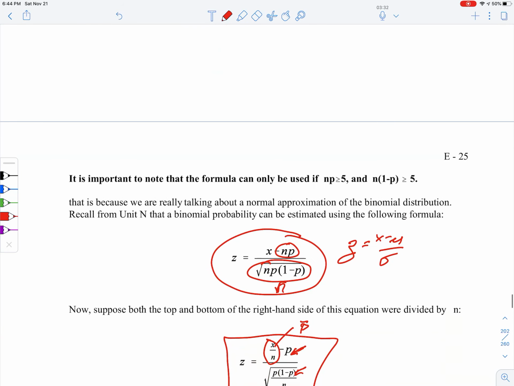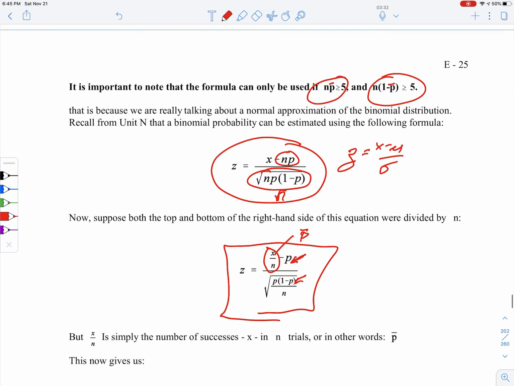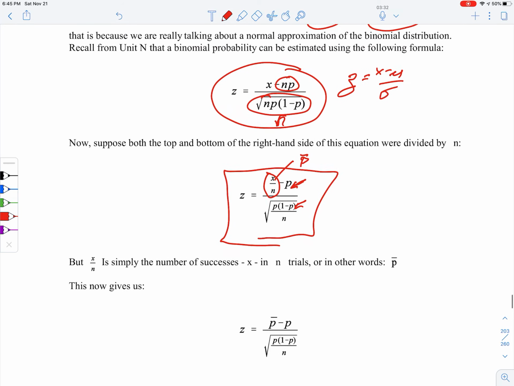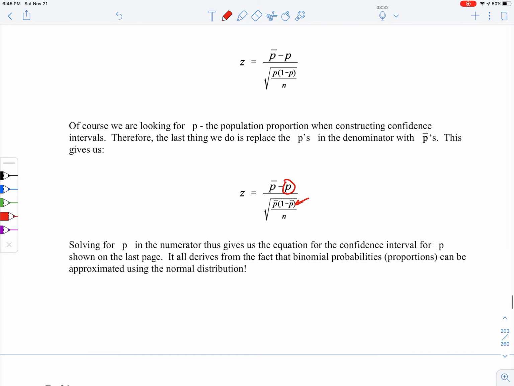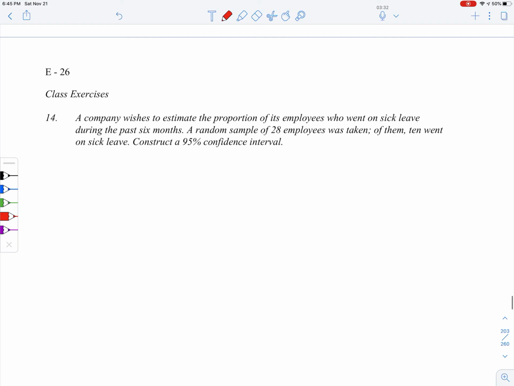It is important to note that this only works, I think I've got this at the top of the page here, if n times p is at least 5 and n times 1 minus p is at least 5. Now, this will be p bar in this particular case, because of course we don't know what p is. We're estimating it, constructing a confidence interval for it, so we use p bar there. And that came from the normal approximation of the binomial, if you recall, at the end of unit n. So that's how we do the thing.